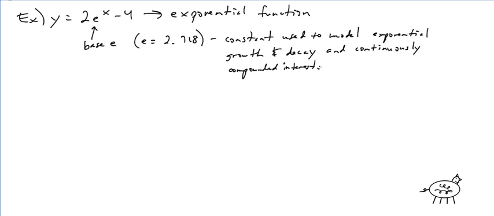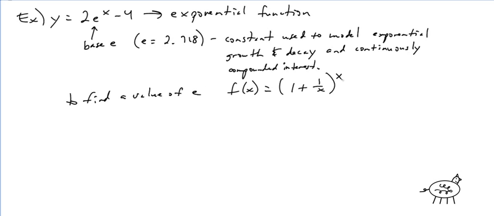So let's just talk about how to find a value of e. Basically what you do is you have f of x is equal to 1 plus 1 over x to the x power. And we haven't talked about this yet, which is a limit, but x is going to go towards infinity. So this is the deal. When I say x approaches infinity, you're going to plug in a really large number for x, just for now.